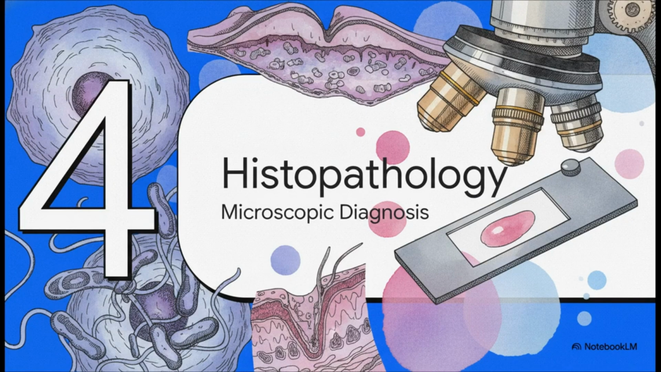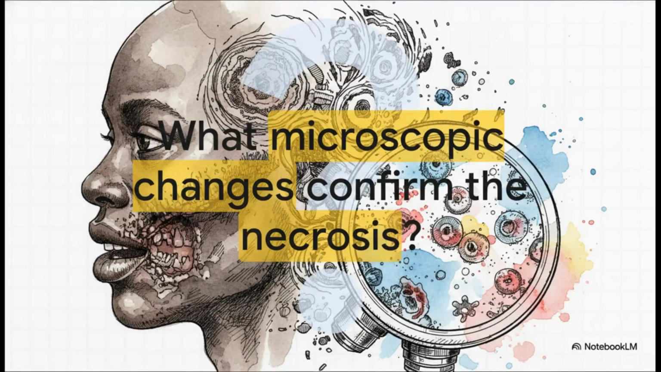Finally, Section 4, histopathology and diagnosis. Let's take this into the lab and look at the microscopic diagnosis. So clinically, we see this massive tissue destruction. But what is actually happening at the cellular level to confirm this necrosis? As future clinicians, bridging that gap between the macro and the micro is absolutely essential for your diagnostic skills.